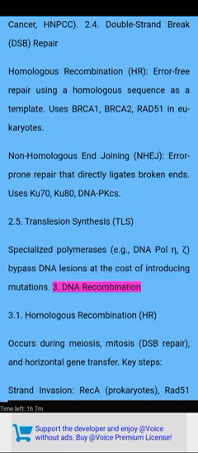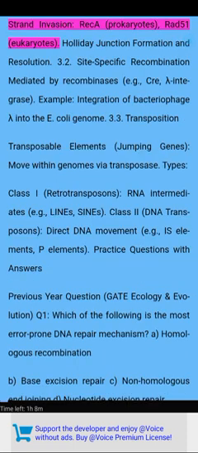3. DNA recombination. 3.1. Homologous recombination, HR. Occurs during meiosis, mitotic DSB repair, and horizontal gene transfer. Key steps: strand invasion, RecA in prokaryotes, RAD51 in eukaryotes. Holliday junction formation and resolution.